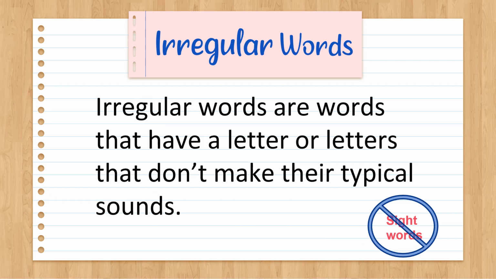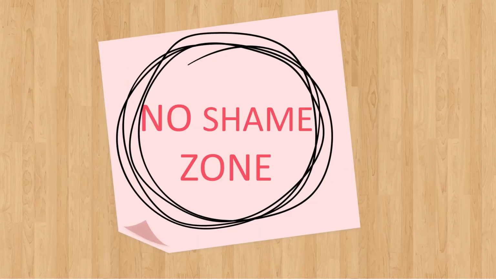So I'm going to start off by defining irregular words. Irregular words are words that have a letter or letters that don't make their typical or dependable sounds. Irregular words are sometimes called red words, tricky words, heart words, memory words, or rule breakers. For this presentation, I will not be calling these words sight words, which might imply that words are simply memorized as a whole word or by sight, as opposed to making connections to some of the dependable sounds within the word. This is a no-shame zone.